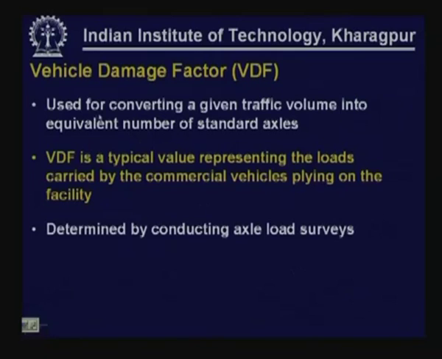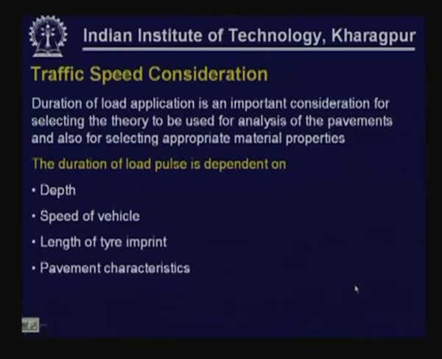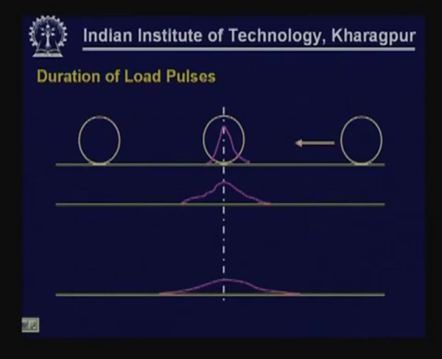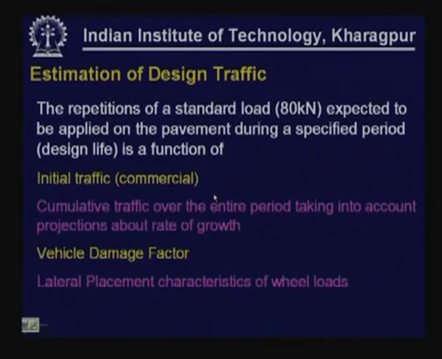So this was discussed. If we can get information on vehicle damage factor, which can be determined by conducting axle load surveys, we can convert the commercial vehicles into equivalent number of standard axles. We also take the speed into consideration at times. This is important for selecting appropriate material properties at any given location on the pavement.